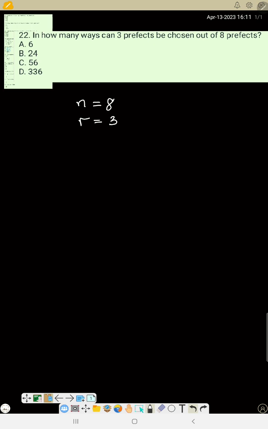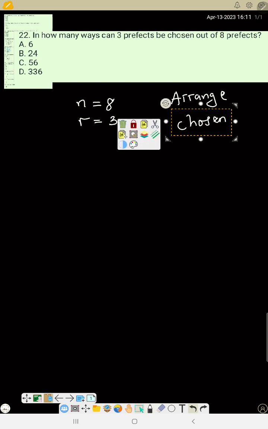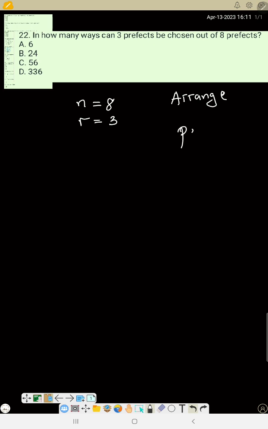Remember, the word for permutation is arrange. If you say the word arrange or permute, that is for permutation, but select or choosing is for combination. So now the question says, in how many ways can 3 prefects be chosen out of 8 prefects? So that is 8 combination 3. So out of 8 we want to choose 3.